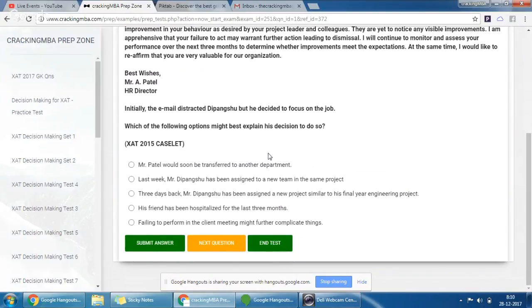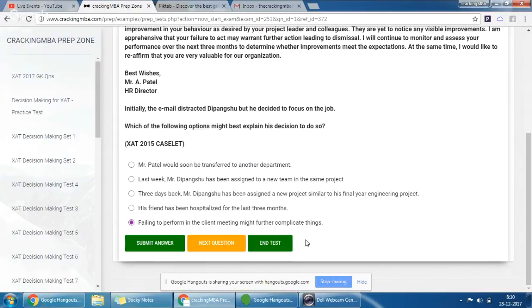So this need not be the reason why he decided to focus. Last week, Dipanshu had been assigned to a new team. Again, this may not be the strong reason. 3 days back, Dipanshu was assigned to a new project. Again, this may not be a strong reason. His friend was hospitalized. Again, that may not be a reason why he's focusing. Failing to perform the client meeting might further complicate things. So this is a simple one, a sitter. If he doesn't perform on this, it might complicate things. So that's why he's gone with this particular option.